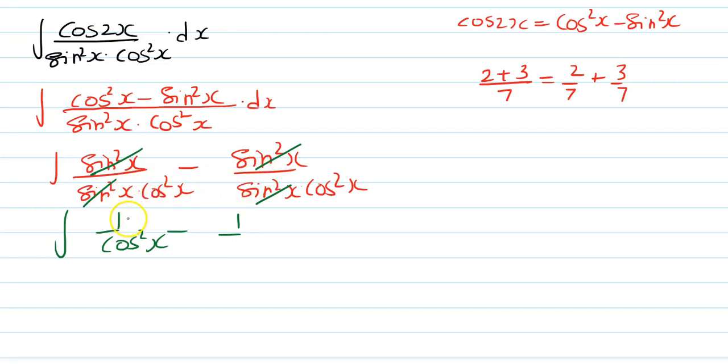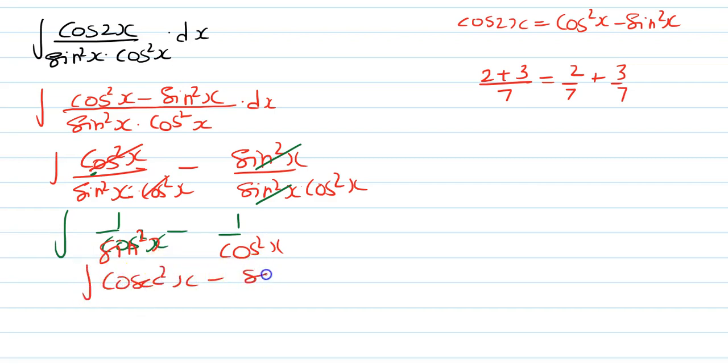Sorry, let's correct it. Cos square x cancelled, so sin square x is left here, and here sin square x cancelled, so it is 1 over cos square x. So it will be 1 over sin square x minus 1 over cos square x. 1 over sin square x you can write as cosec square x, and this is sec square x, into dx.